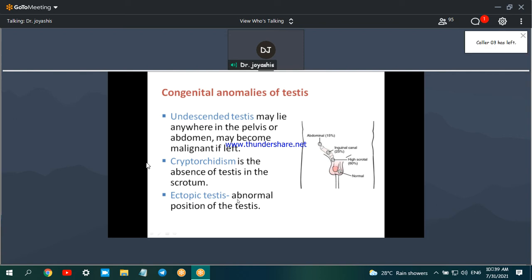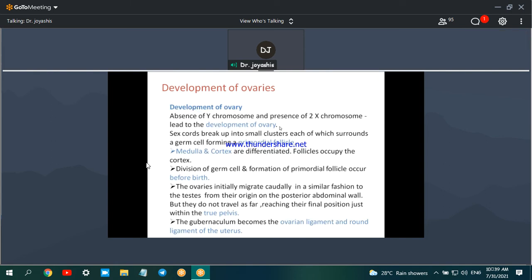Then there are ectopic testes, which is an abnormal position of the testes. The testes are present in the scrotum, but other testes are present elsewhere. In the absence of the Y chromosome, the ovary develops.